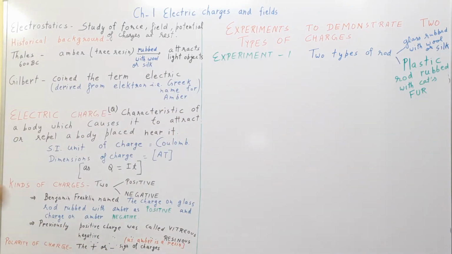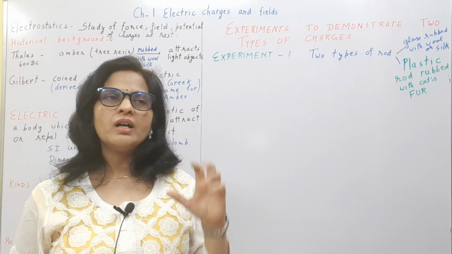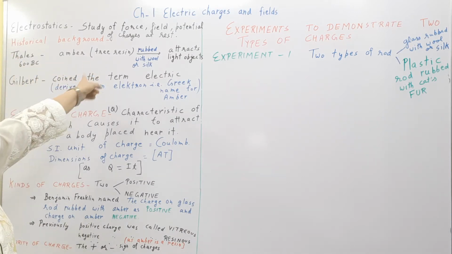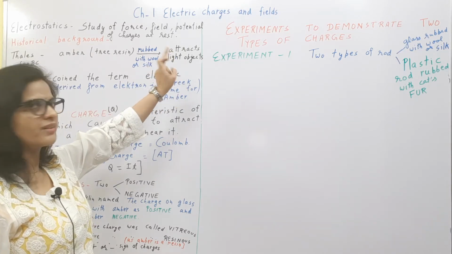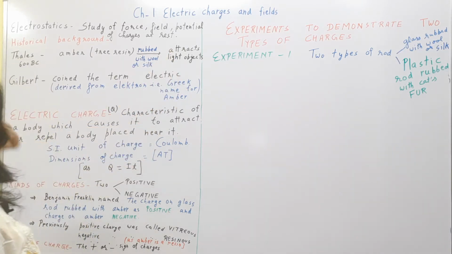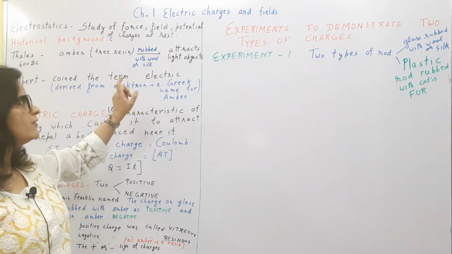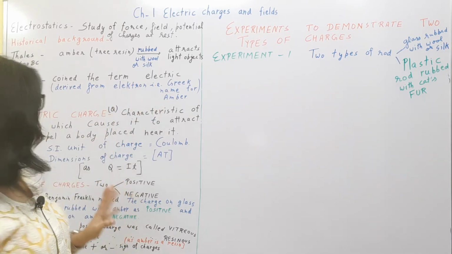Then we have a historical background. Thales was a scientist who noticed that when amber, which is a tree resin, is rubbed with wool or silk, it attracts the light objects, right? Gilbert was the scientist who coined the term electric, which is derived from the word electron, which is a word in Greek which means amber.